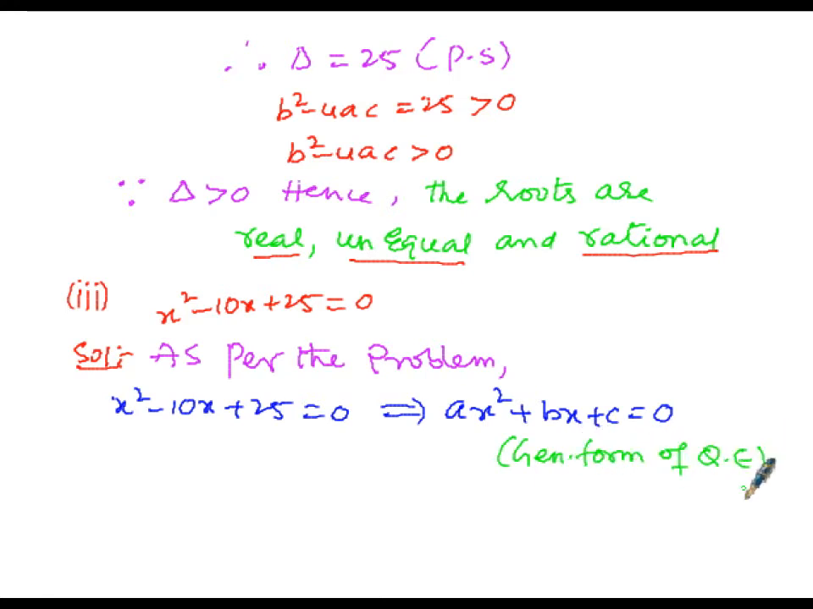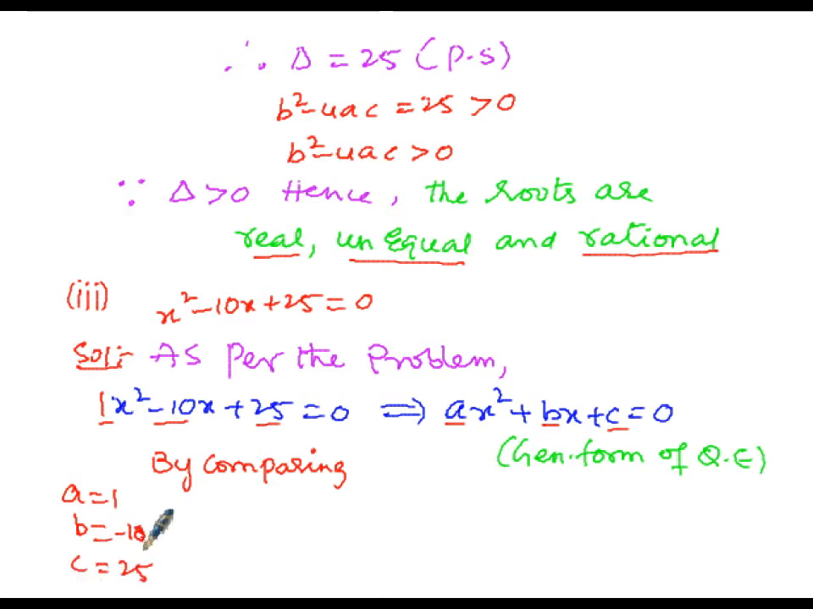By comparing, the x square coefficient is a, and the x square coefficient is 1, so a equals 1. Here b is the coefficient of x, and b minus 10 is the coefficient of x. Therefore b is minus 10. Here c, the constant, is 25. So c equals 25.